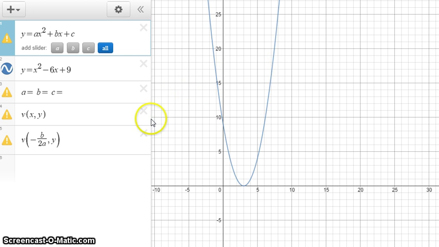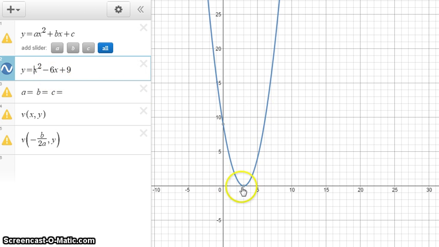Okay, so just a quick recap. Does it make sense that the parabola is opening up? I hope your answer is yes, because my leading coefficient over here is 1, which is a positive number, so my parabola is going to open upwards.